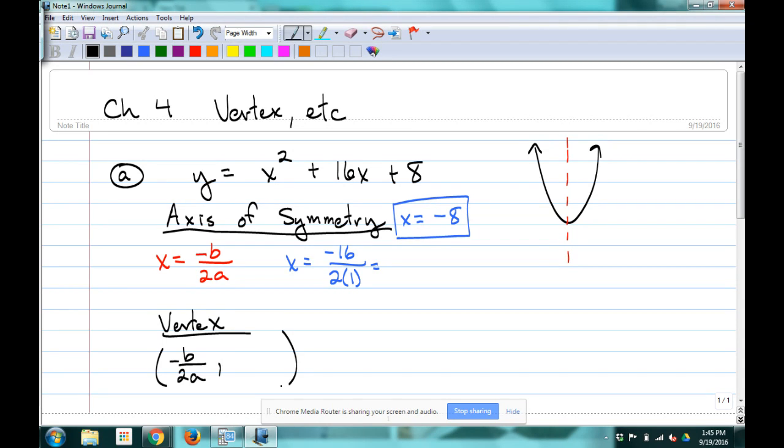To find the y value, I use this notation. What does that notation tell me to do with negative b over 2a? Not times by f. This is function notation, so that means take that number and put it into the equation. Plug it in for x. That's what that means. So we're going to take the negative 8 that we got here, and we're going to find y by plugging that in.